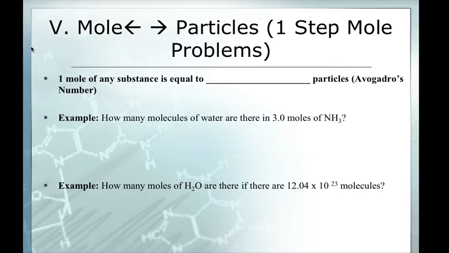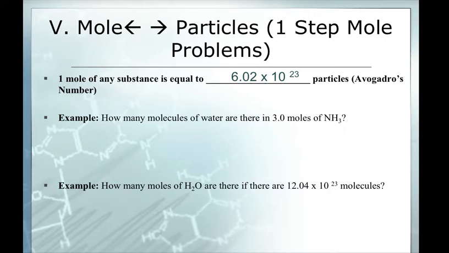1 mole is 6.02 times 10 to the 23rd. Half a mole would be 3.01 times 10 to the 23rd, etc. And you don't really have to change that number. That's an exponent. So let's take a look. That's 1 mole of any substance is equal to that.